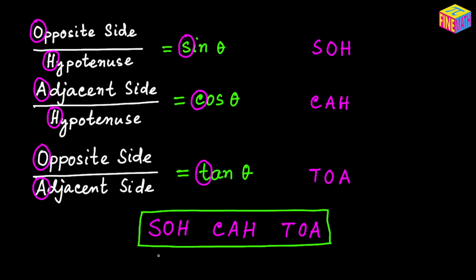So cosec theta would be hypotenuse divided by opposite side. Similarly, sec theta would be hypotenuse divided by adjacent side, and cot theta will be adjacent side divided by opposite side. So if you can remember the first 3, the other 3 are nothing but the reciprocals of the first 3. So this is one nice little trick to remember the trigonometric ratios.